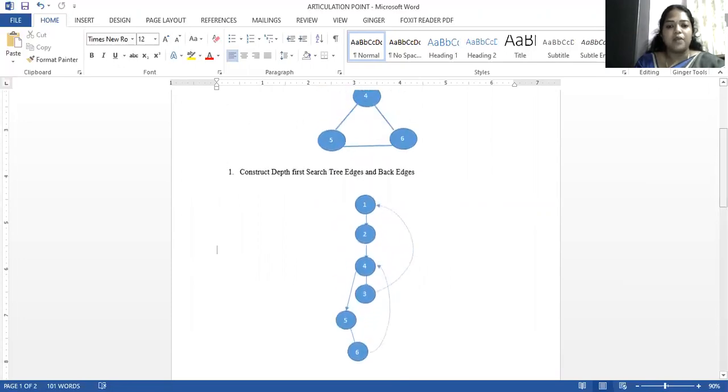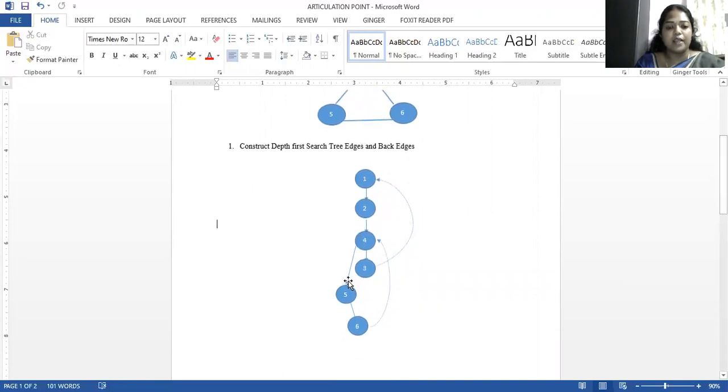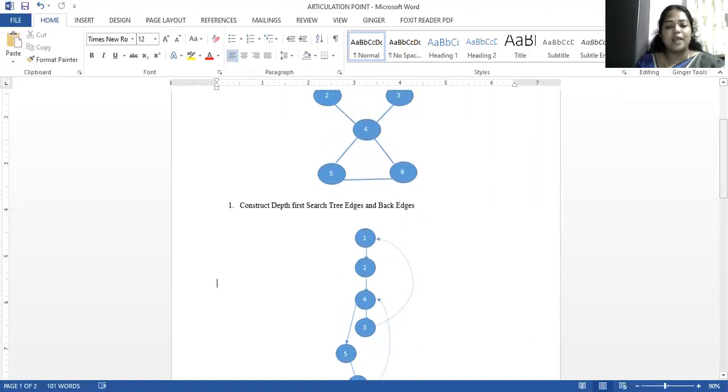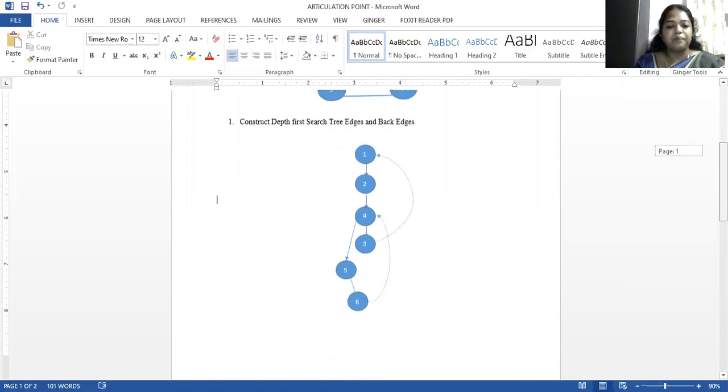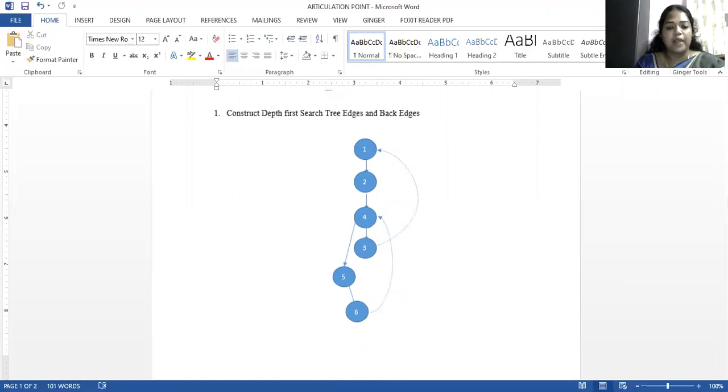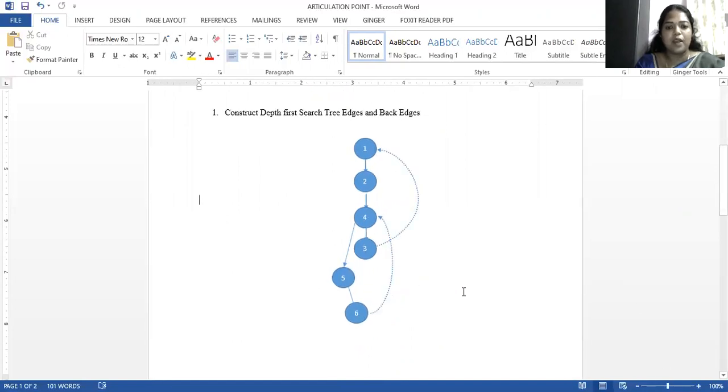Similarly, again from 4 there is an edge connecting to the value 5. From 5 to 6 there is a connection. And you can see from 6 to 4 there is a back edge, which means it is rerouting back to the value 4. It is like a cycle. So from 6 to 4 there is a connection established here. Likewise, we have to construct this depth first tree using these tree edges and back edges. Now we have constructed it, and this particular tree I call the depth first search tree. Using this depth first search tree we can ascertain whether articulation points exist or not.